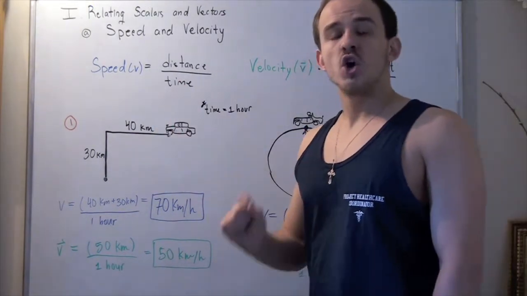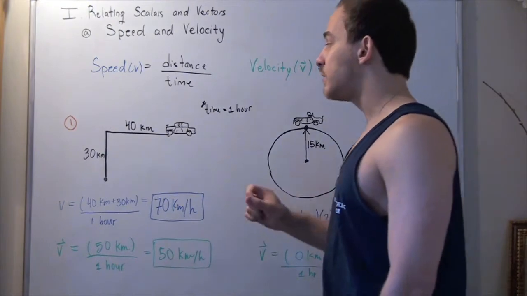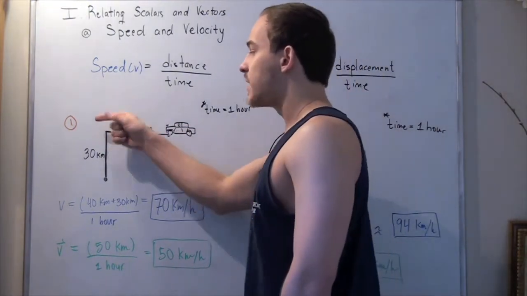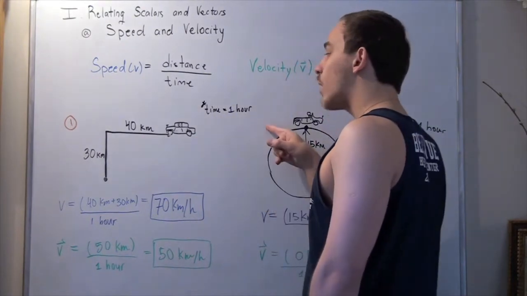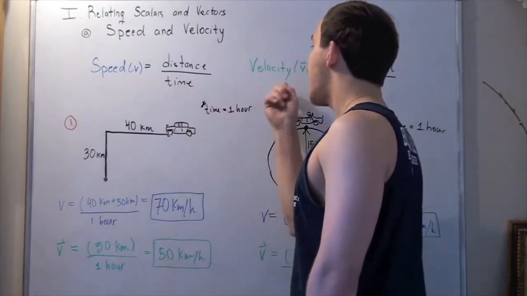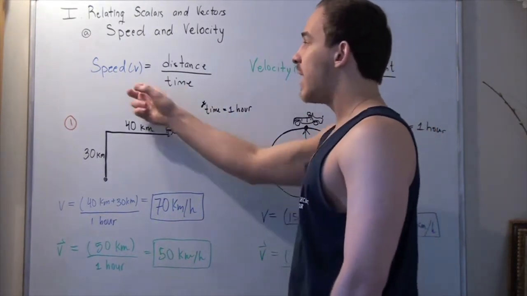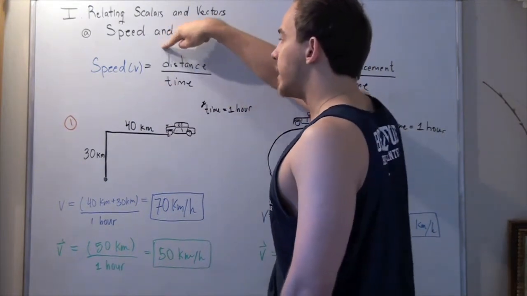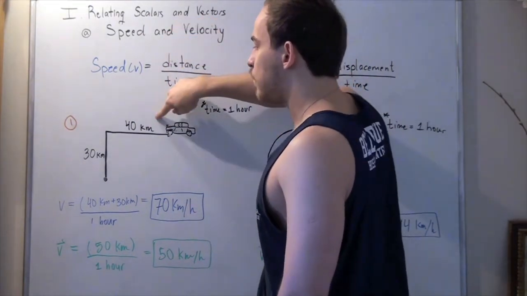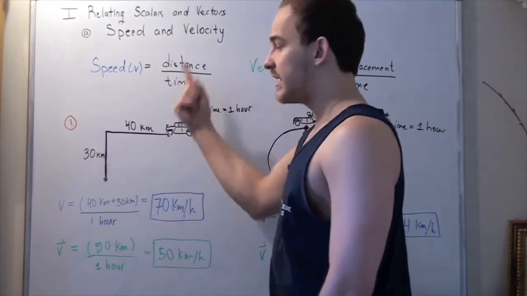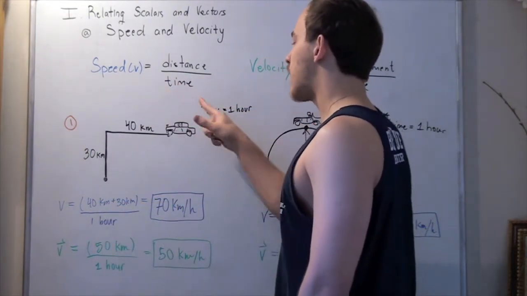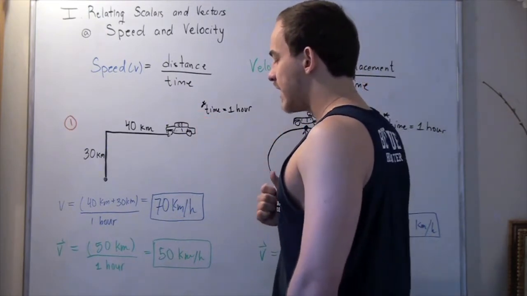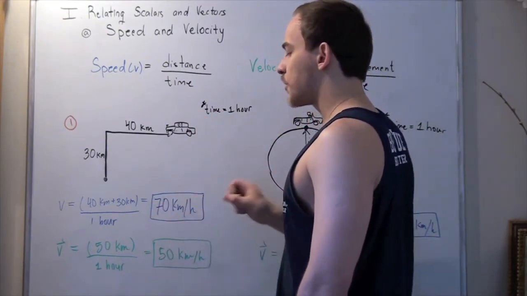In example 1, we have a car that travels 40 kilometers this way and then 30 kilometers down. The entire trip takes 1 hour. So what is my speed and what is my velocity? To find speed, I simply find my total distance traveled, so 40 plus 30 kilometers gives me 70 kilometers. Divide that by the time it took to travel, 1 hour, and that gives me 70 kilometers per hour.